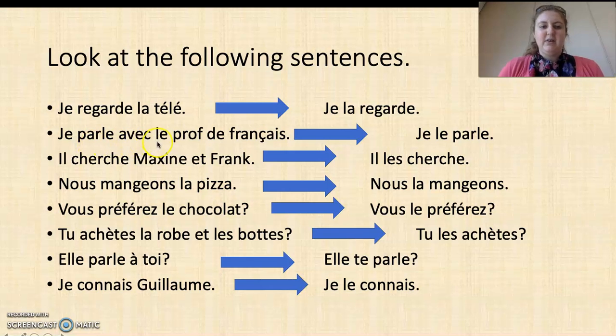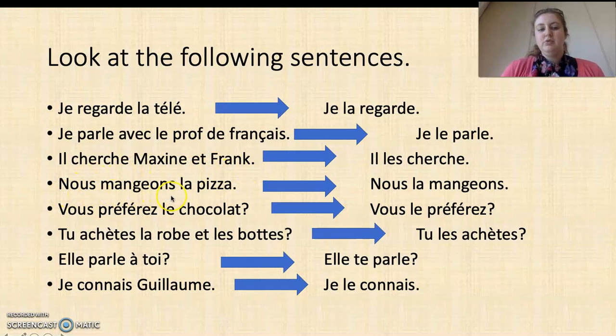Je parle avec le prof de français. I am speaking with the French teacher. Say I am speaking to him, or to the teacher. I'll say je le parle. I speak to him. So all of this, avec le prof de français, gets condensed into le. That's one we've seen already. Il cherche Maxime et Franck. Il les cherche. He is looking for them. The les replaces Maxime et Franck.